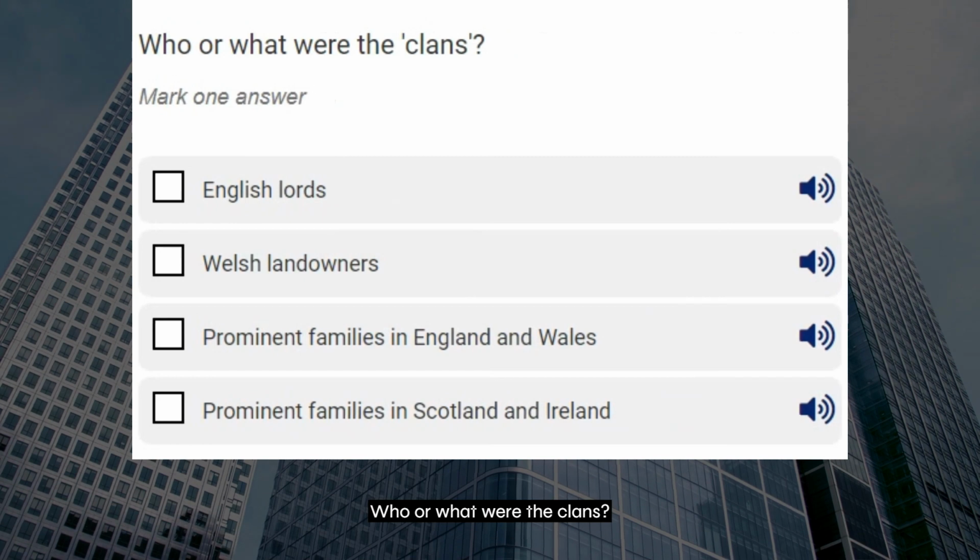Who or what were the clans? English lords, Welsh landowners, prominent families in England and Wales, prominent families in Scotland and Ireland. Correct answer, prominent families in Scotland and Ireland.